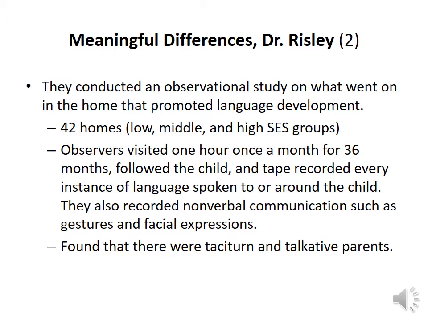They went into 42 homes and they were divided among low, middle, and high SES groups. Observers were trained and visited 1 hour a month for 36 months, and they followed the child and tape recorded every instance of language spoken to or around the child. They also recorded nonverbal communication such as gestures and facial expressions. And from this, they found that there were basically two types of parents: taciturn, meaning rather quiet, keeping to themselves, and talkative parents.